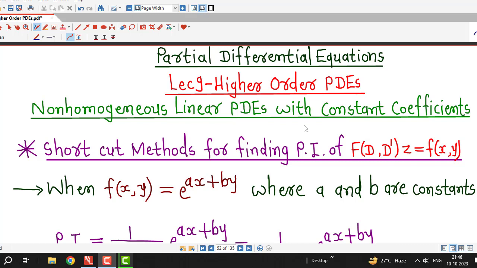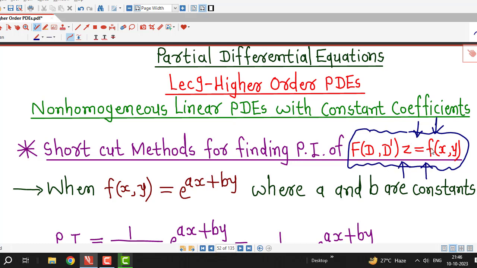In the previous lecture we have seen the method for solving non-homogeneous linear partial differential equations with constant coefficients. To solve this type of equation, first we have to find the solution of the corresponding homogeneous differential equation, and that solution is called the complementary function. After that we have to decide the particular solution or particular integral of this equation, and the general solution is given by the sum of the complementary function and the particular integral.